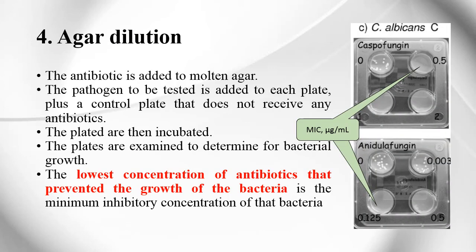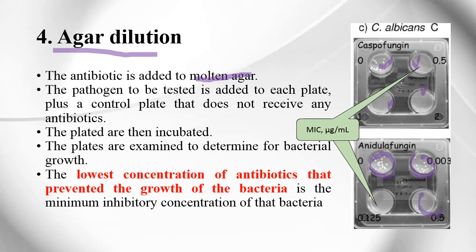Okay, the last one is the agar dilution. Agar dilution is quite similar to broth dilution, but instead of broth, we use molten agar. First we dilute the antibiotic using molten agar, and after that we add it into the plates. Then we add the particular pathogen at a known concentration, incubate overnight, and the next day we can count the colonies.